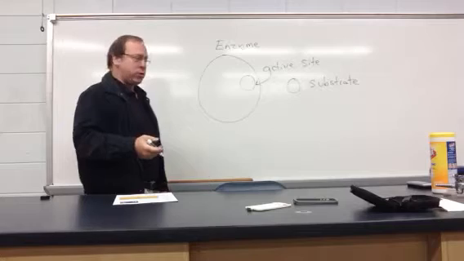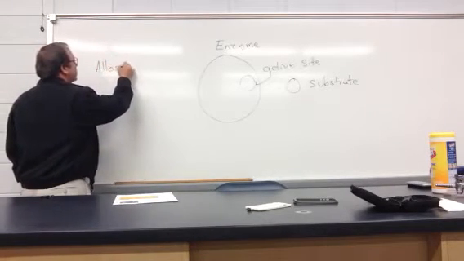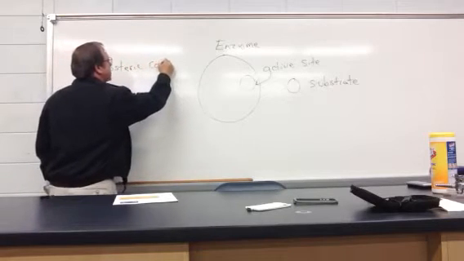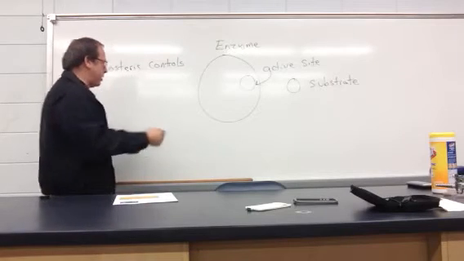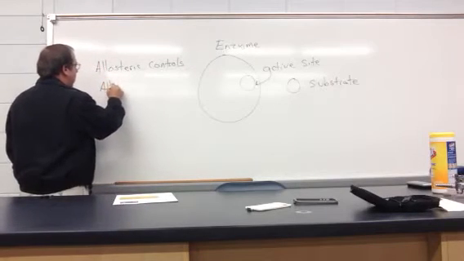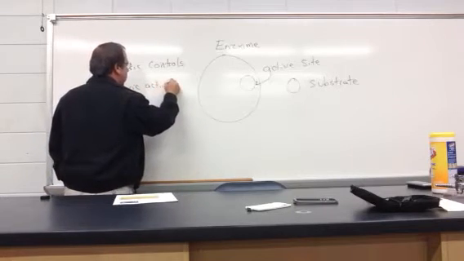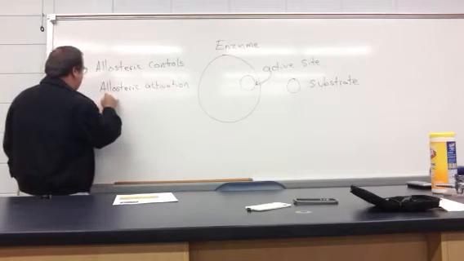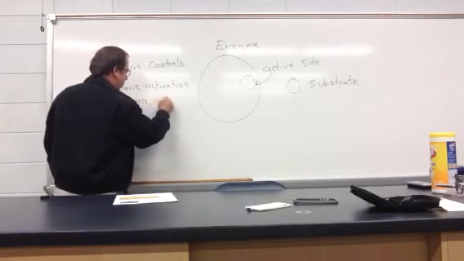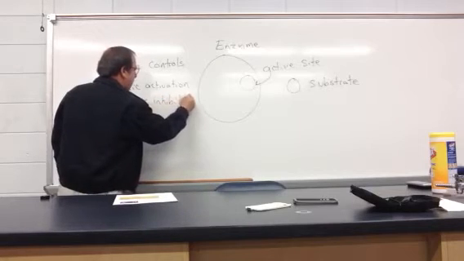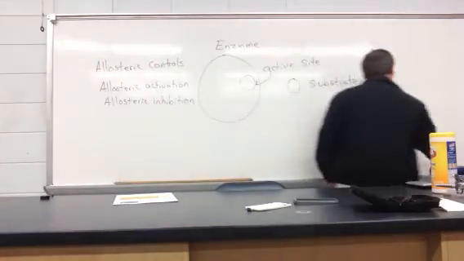One of the controls over enzymatic activity are called allosteric controls. I'm going to talk about two types of allosteric controls: allosteric activation and allosteric inhibition. I'm going to start with the case of allosteric activation.